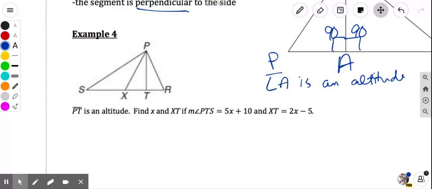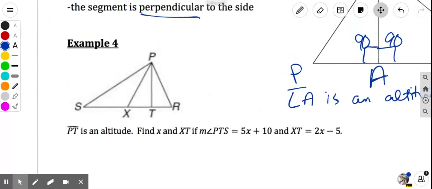So it says PT is an altitude. Find X and XT if the measure of angle PTS is equal to 5x plus 10. So PTS is here, 5x plus 10. And XT, this little segment, is 2x minus 5. So this segment has nothing to do with the angle. It's just there because we're being asked to find XT. I purposely put this example on here because there are ones like this on the practice. So that's what I was talking about earlier.